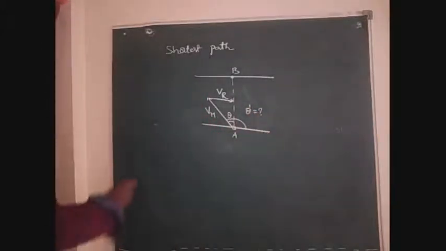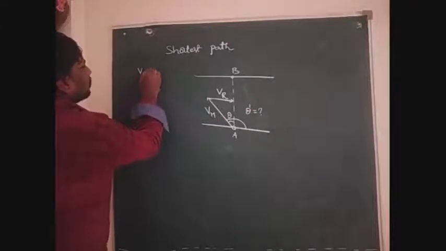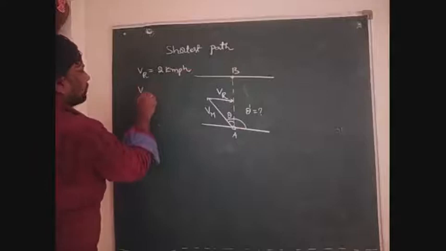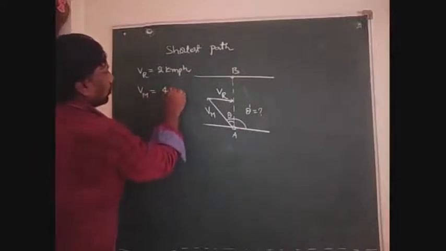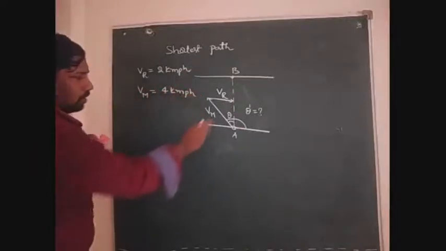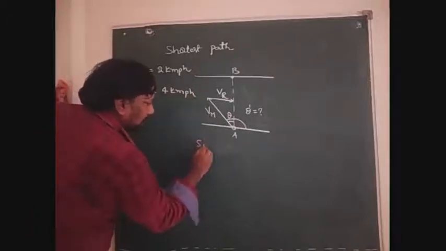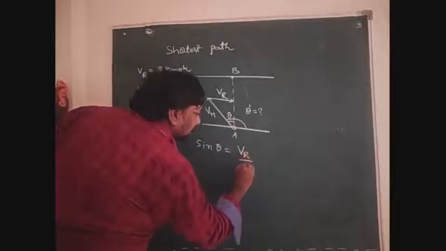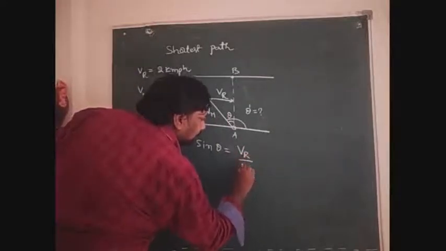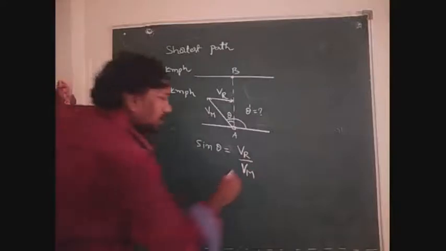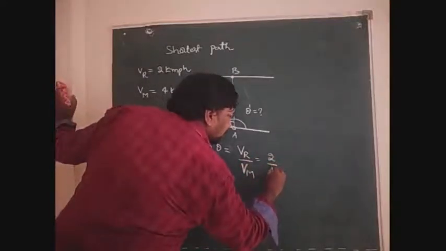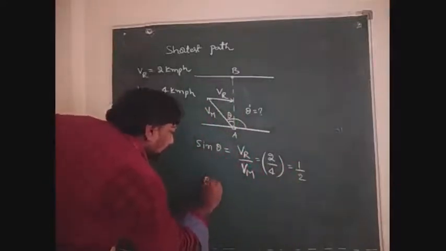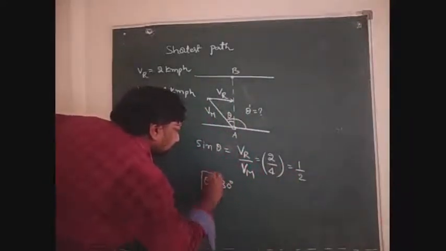So here the velocity of the river is Vr equal to 2 km per hour and the velocity of the man is 4 km per hour. So in this case you can calculate sin theta. Sin theta equal to opposite side, that is Vr, by hypotenuse Vm. So here Vr is 2, Vm is 4, that is 1 by 2. So theta equal to 30 degrees.